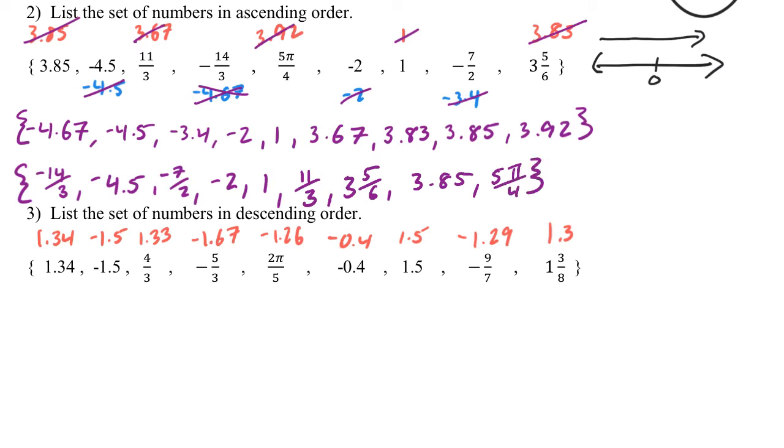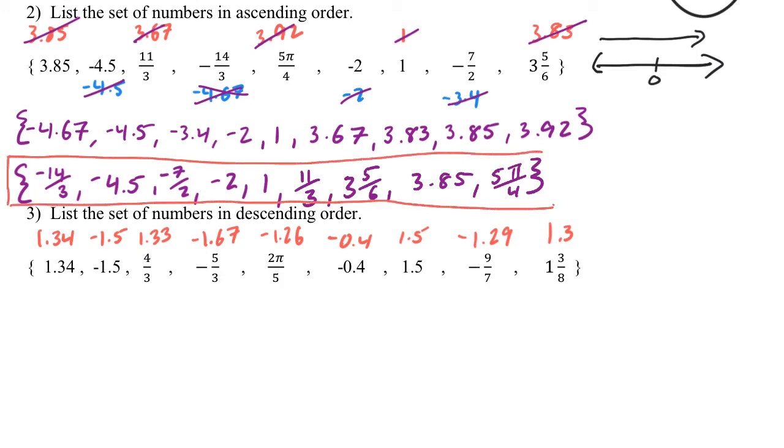All right, so it's in set notation. They're in their original form. So we now have our final ascending list of numbers. So let's go do this for our next set, and let's reverse the process and go descending.